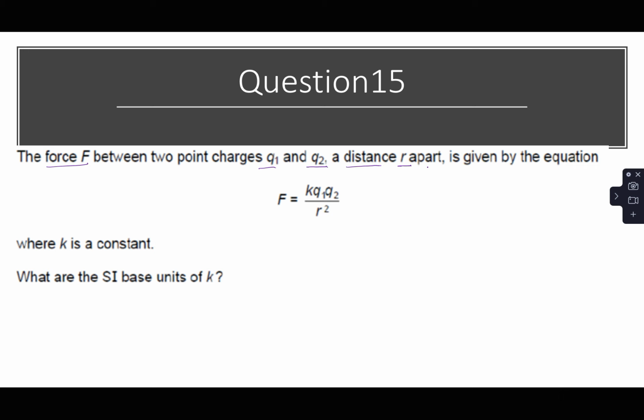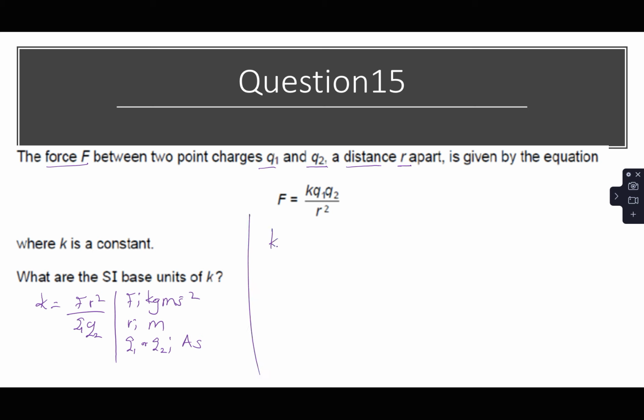What are the SI base units of K? So I begin very first, make K the subject. So K is going to be F times R squared divided by Q1 times Q2. So I can now list the base units. Base units of F, that is kilogram, meters per second squared, because it's mass times acceleration. Base units of R, that is meters. Base units of Q1 or Q2 will be ampere times seconds, because that is charge.